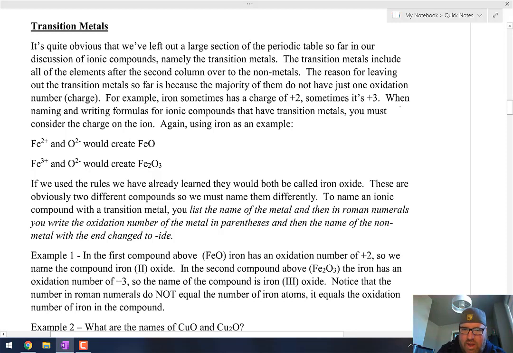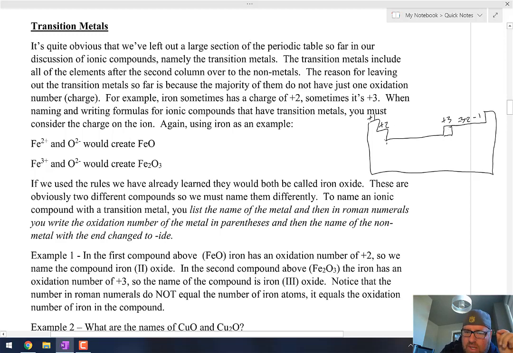And really the reason that we've left them out is because, for example, that first column is always +1. The second column is always +2. The problem is those metals. Let me actually draw the periodic table here. Again, we've got our +1s, +2s, our -1, -2s, and -3s. And then our +3 here really just applies to those first two elements here, boron and aluminum.